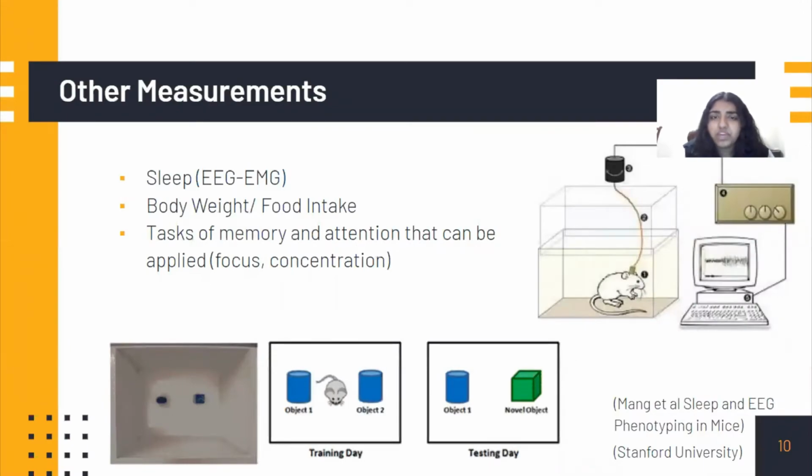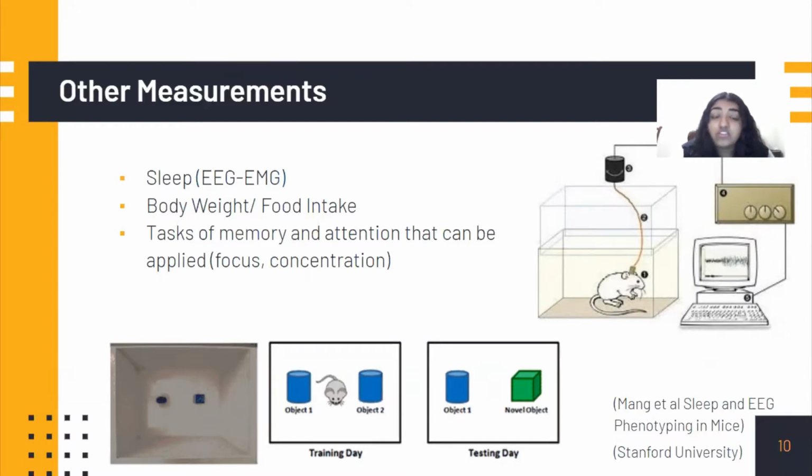So alongside these behavioral assays, there are also other measurements of depression that are used alongside and simultaneously. One thing is sleep, which can be measured by EEG and EMGs, and that's pictured on the right. Basically, the electrical impulses in the mice's brain are assessed and examined very similarly to how these tests are done on humans. And this can indicate hypersomnia or insomnia, which is a symptom of depression.